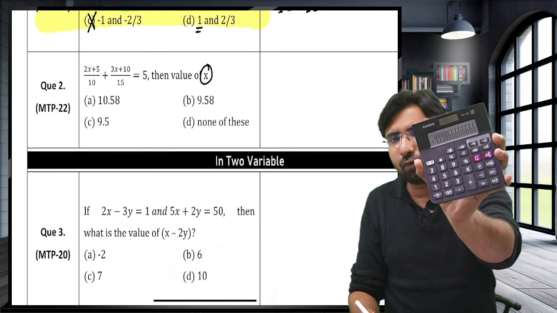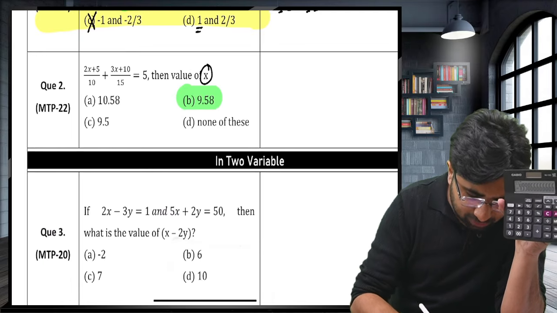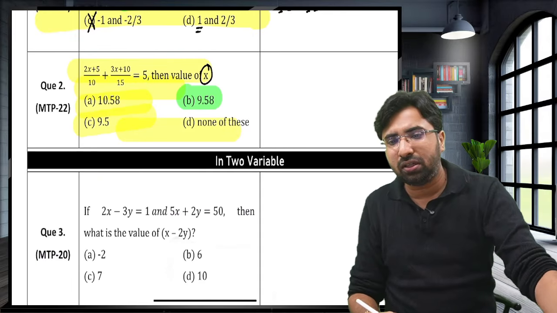I am getting 4.99, that is 5. Yes, this option gives me LHS equals to RHS. So this option is correct. Rest all the options are wrong.